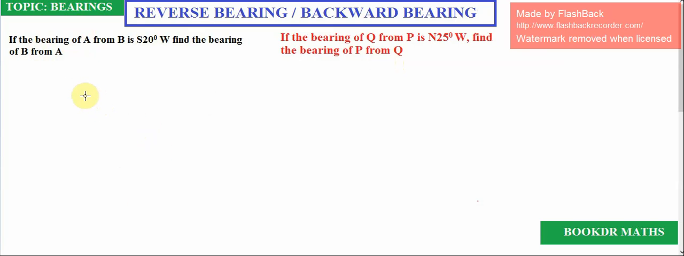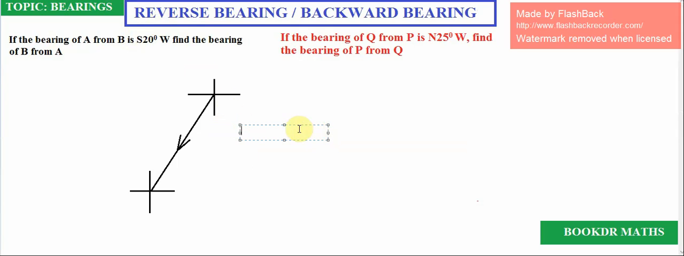South 20 degrees west. It means from the South Pole, I'll turn 20 degrees towards the west. And this is my direction. I need to close this position with another cardinal point.